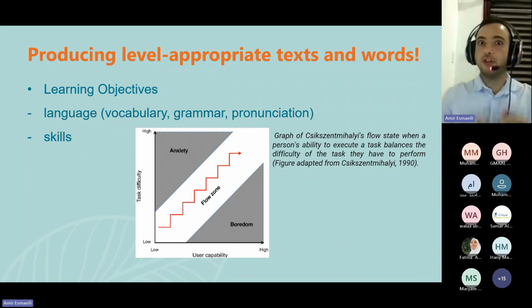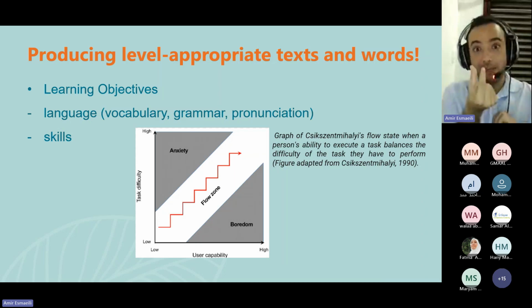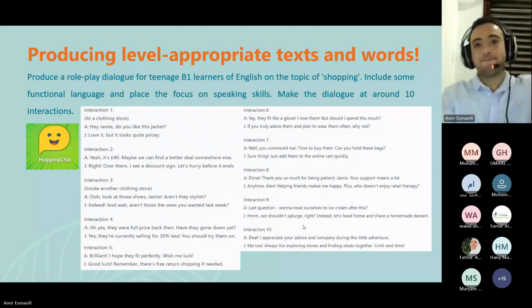if there are a couple of stronger students, you can ask ChatGPT, Poe, HuggingChat, or any tool you use to give you a text which is aimed at B1 or slightly higher, or B1 plus, or with that Global Scale of English, you can be even more specific. And later, we will talk about differentiation in a moment.